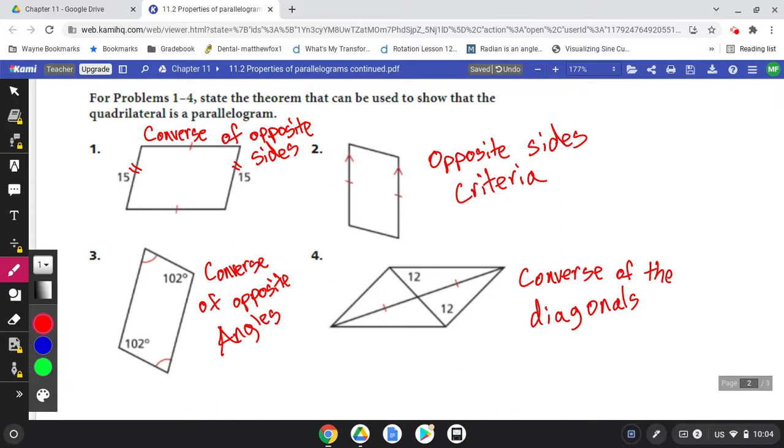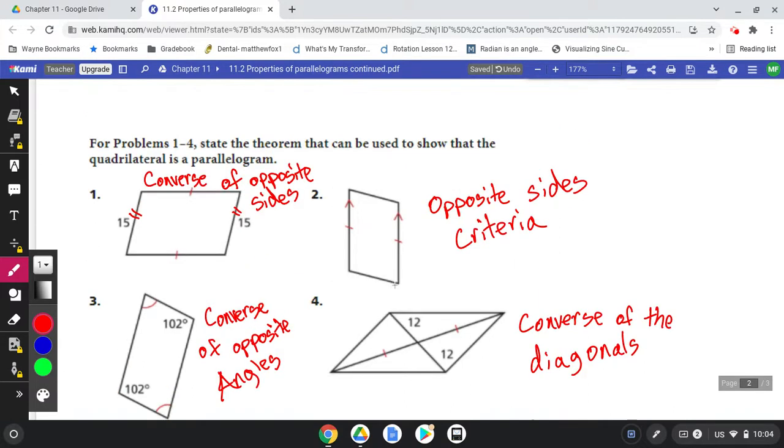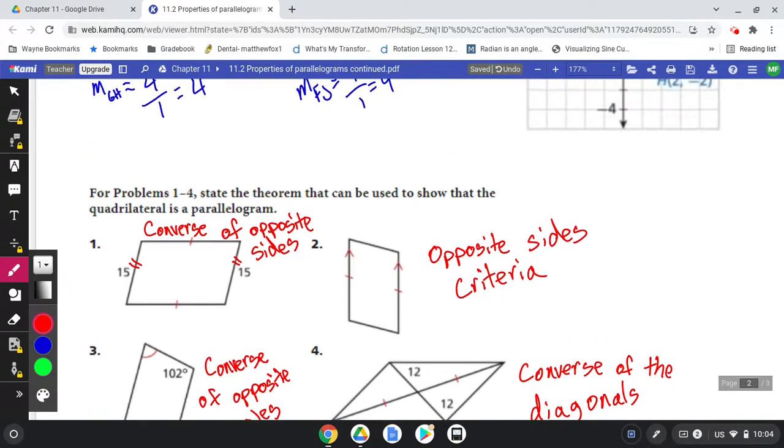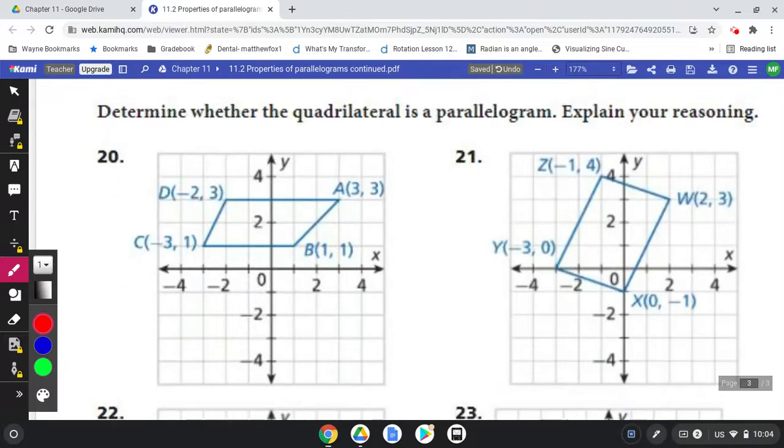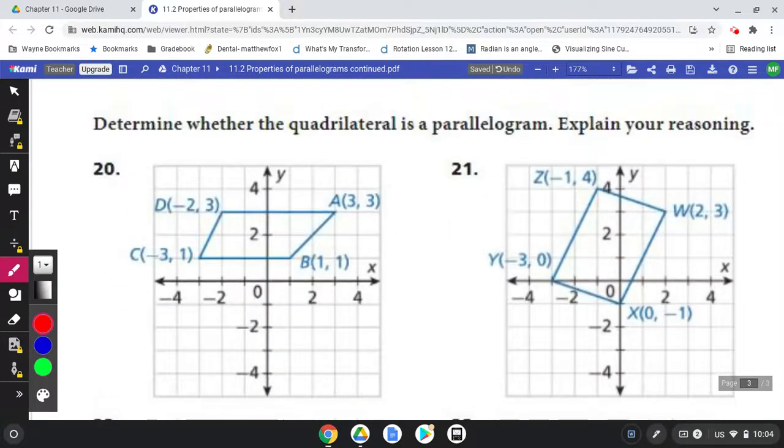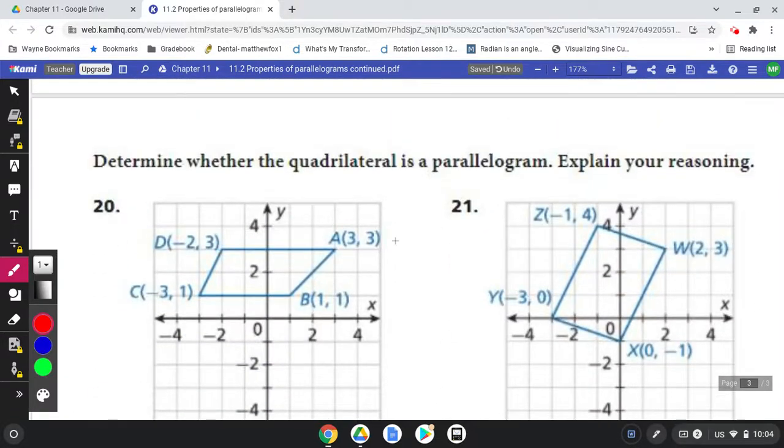All right, I'm almost done with the lesson. The last thing I want to talk about is if we have these, oops, I'm going the wrong way. We have 4 of these I want to look at. And it says, determine whether the quadrilateral is a parallelogram. Explain your reasoning.